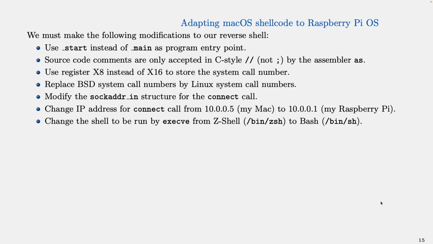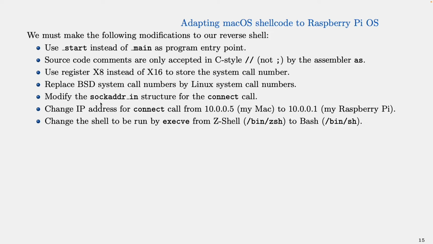And now we can make the following changes to our reverse shellcode to adapt it to Raspberry Pi OS. As on FreeBSD, we have to change the label for the program entry point to _start and not use _main. And again, we need to change our source code comments to C style, /* */, and not the semicolon. Also, as on FreeBSD, we use the register x8 instead of x16 to store the system call number. And we replace the BSD system call numbers by the Linux system call numbers.